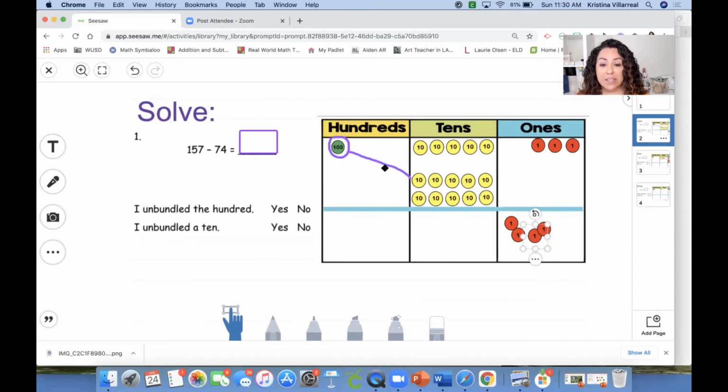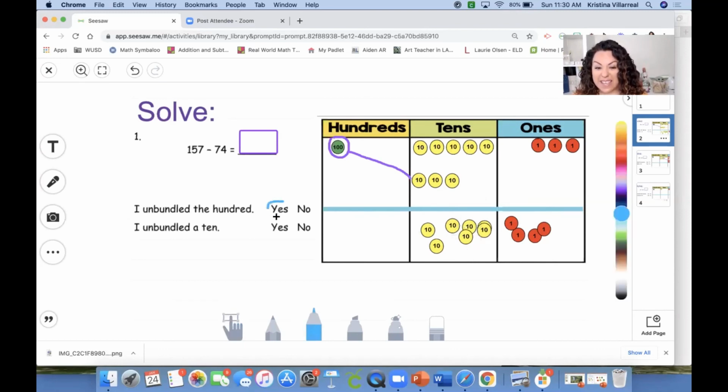Now let's look at my tens. Now you can see that I had to unbundle 100, and I have to take away 7 tens. So what I want you to do is take away 7 tens. 1, 2, 3, 4, 5, 6, and 7. So now what I want you to tell me is, did we unbundle 100? And the answer is yes, we unbundled 100. Did we unbundle a 10? Did we make more ones? No, we didn't make more ones.